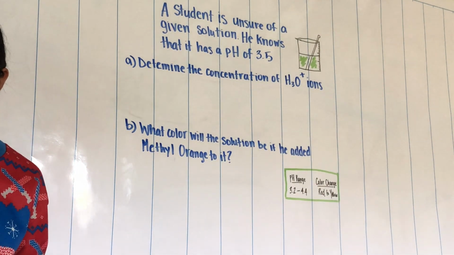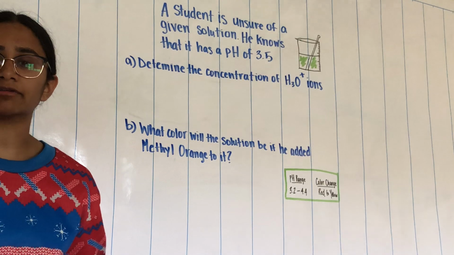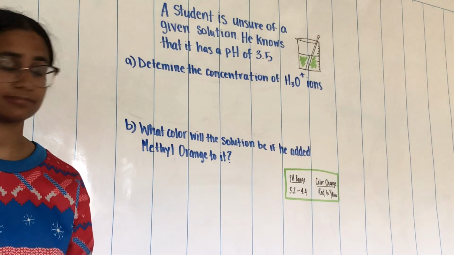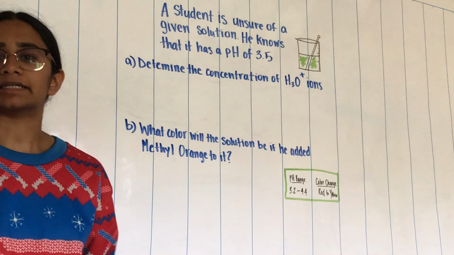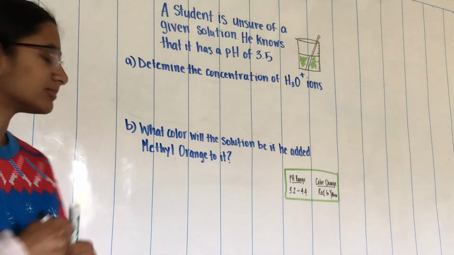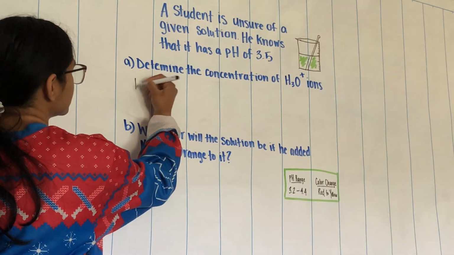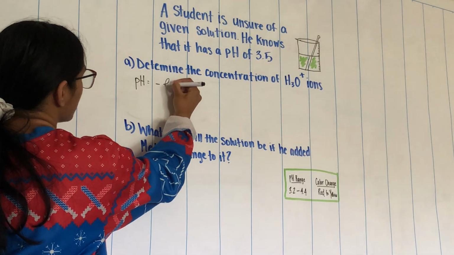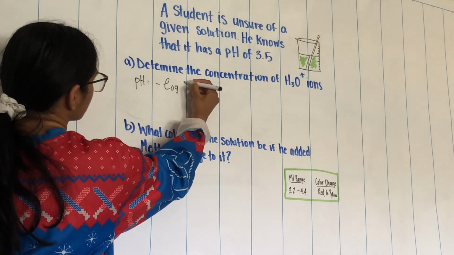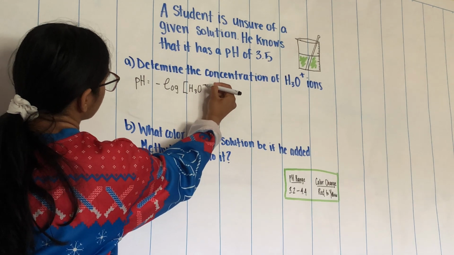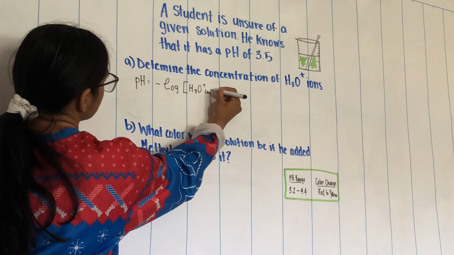Part A states that we need to calculate the number of hydronium ions, or the H3O+ ions, in that solution. And it's really easy. All we have to do is manipulate the equation for pH. Now that equation looks like this. pH is equal to the negative log of hydronium ions.